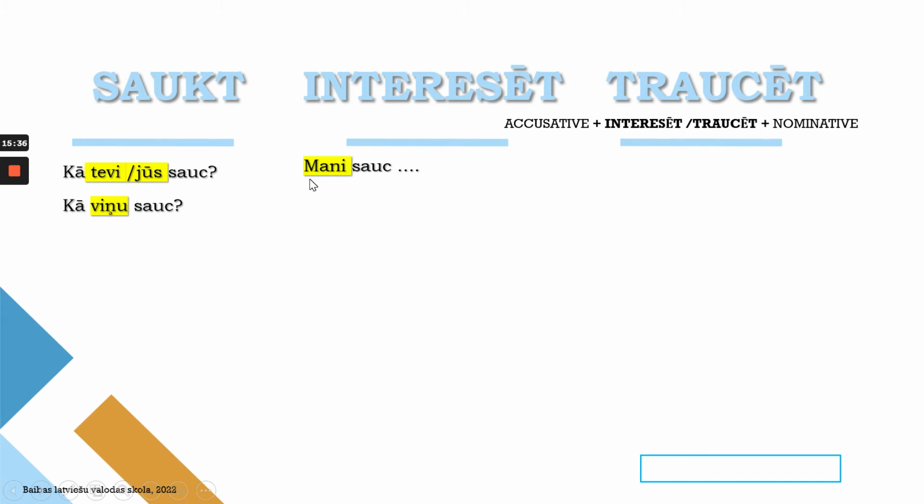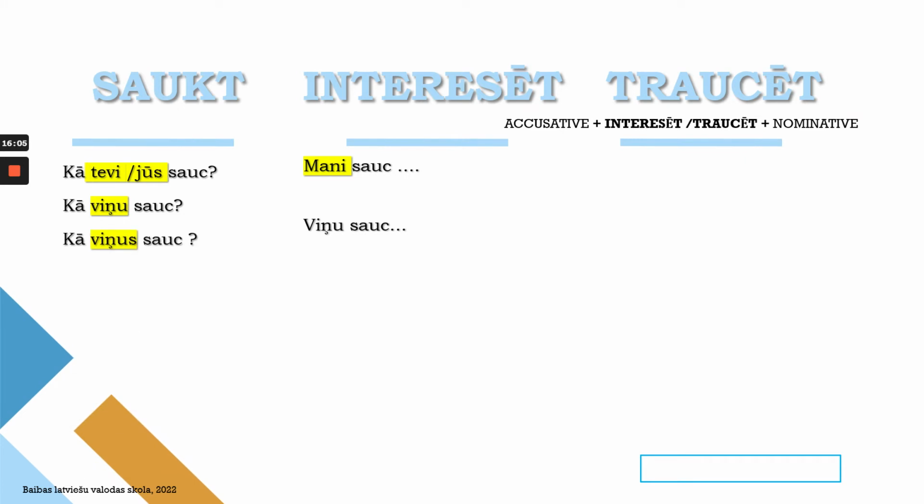Mani sauc. So with the verb saukt, we're supposed to use it like that with accusative. Kā viņu sauc? So viņu would be what's his or her name. Viņu sauc. That his or her name is. As maybe you know, maybe don't.